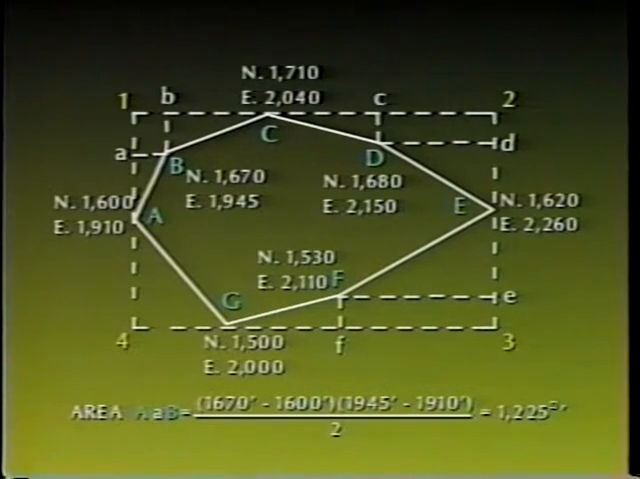Next, calculate the area of triangle large A, large B, small a. Take the northing of A, 1600, from the northing of B, 1670. This equals 70 feet, one leg of the right triangle. Then take the easting of A, 1910, from the easting of B, 1945. This equals 35 feet, the second leg of the right triangle.